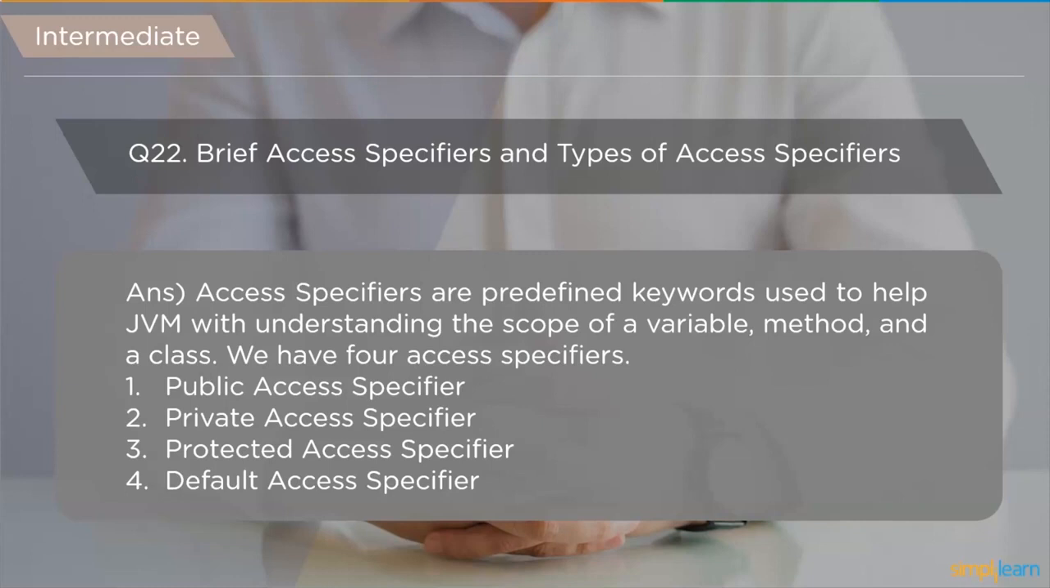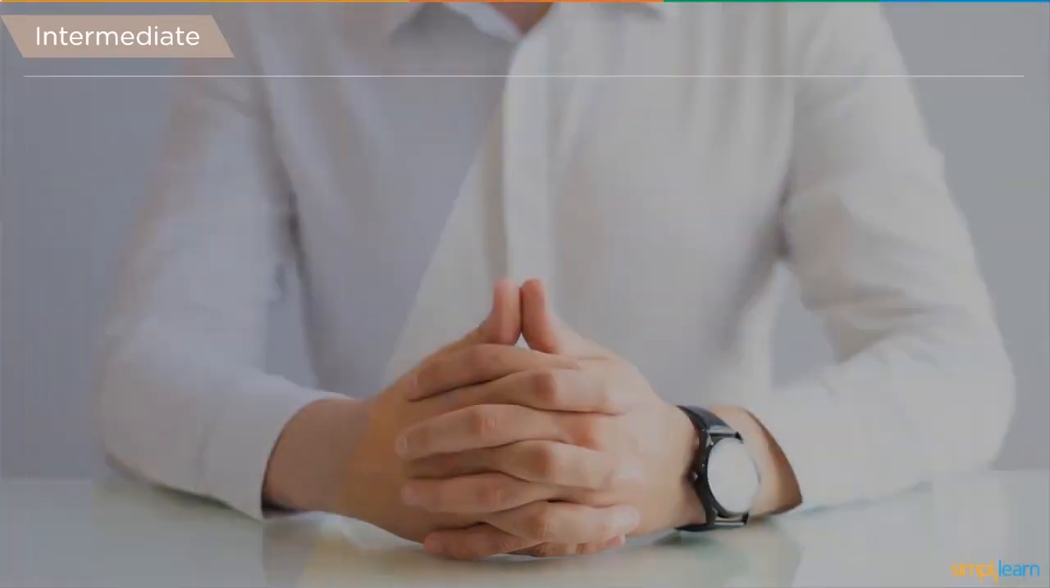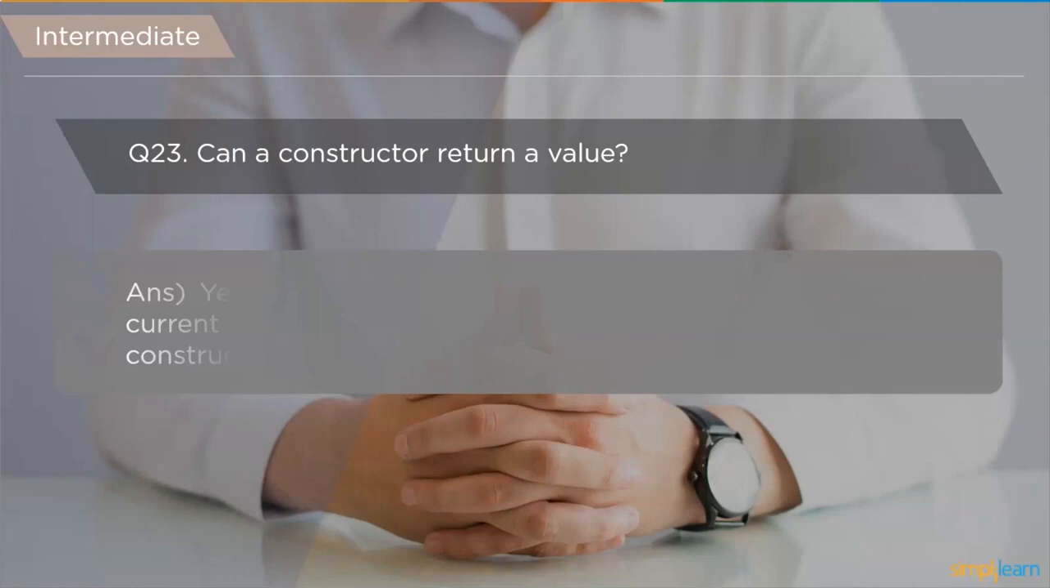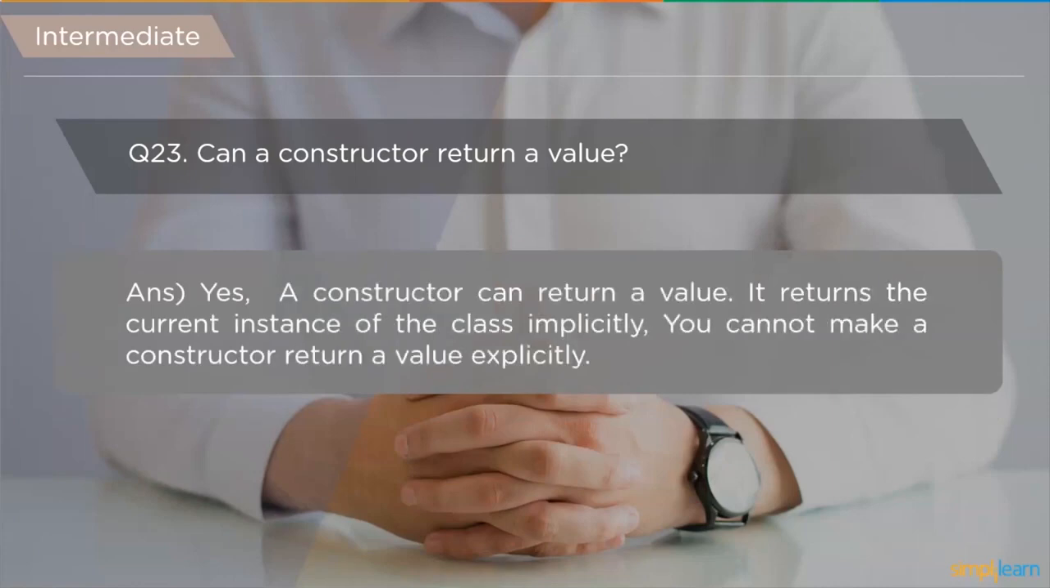Followed by this question, we enter into the next question: can a constructor return a value? The answer is as follows. Yes, a constructor can return a value. It basically returns the current instance of a class implicitly. You cannot make a constructor return a value explicitly, but automatically it returns the instance of a class.